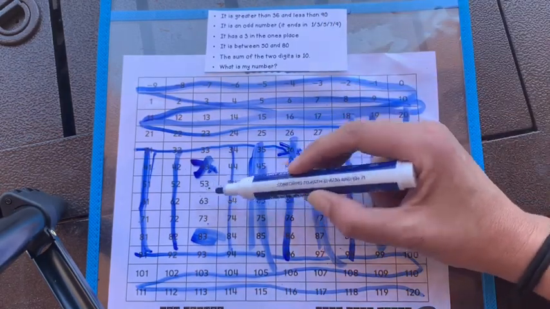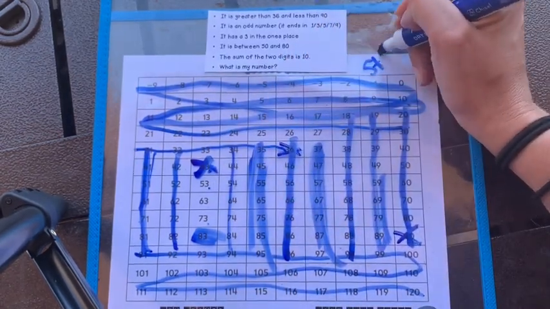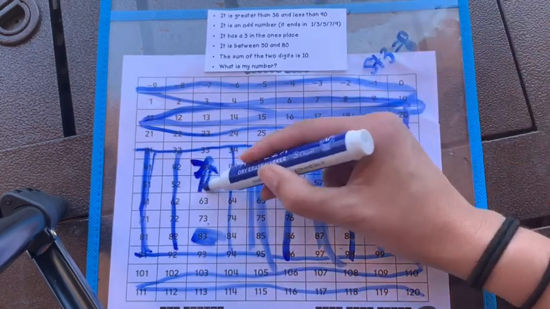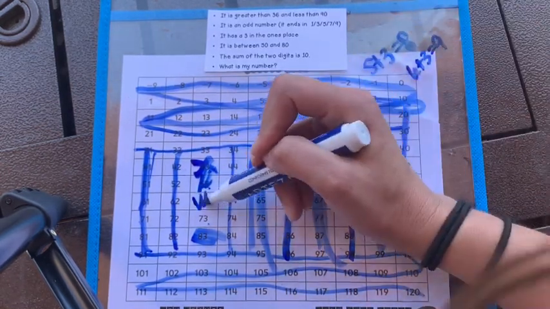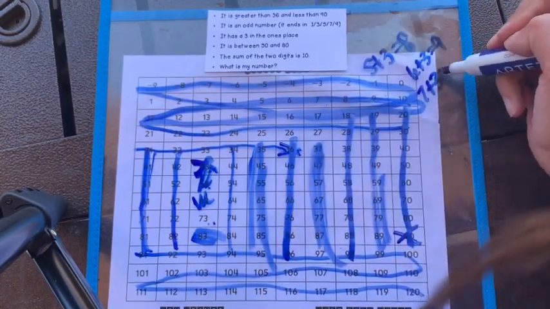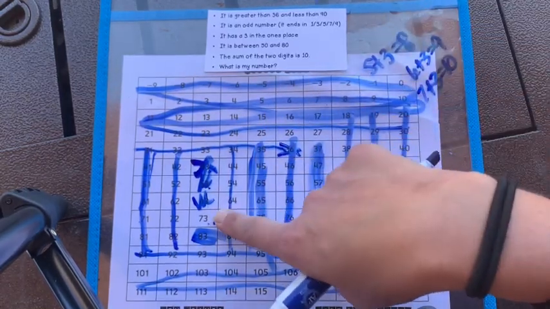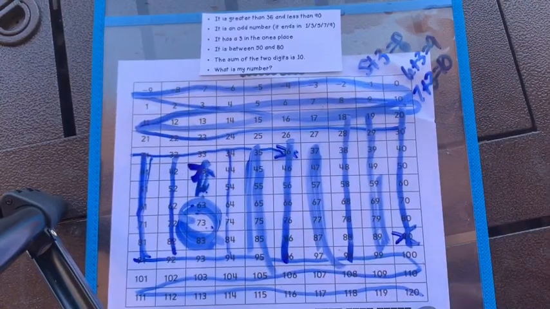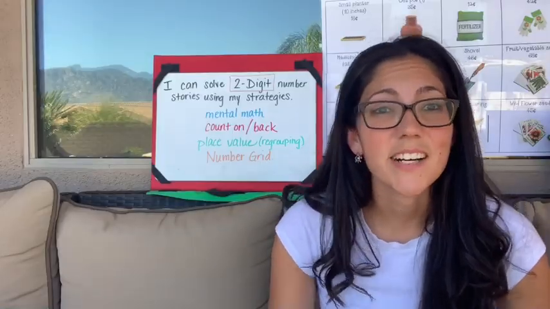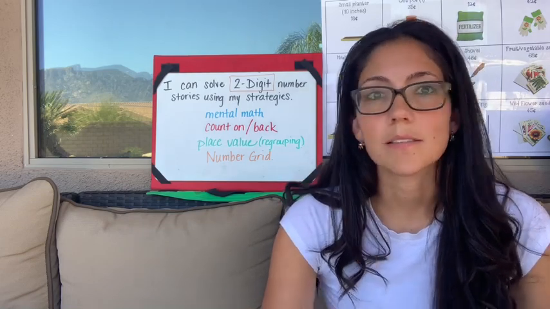5 and 3. Well, 5 and 3 is a way to make 8, so that can't be it. 6 and 3 is a way to make 9, so that can't be it. 7 and 3, oh, my brain loves 10s. 7 and 3 is a way to make 10. So friends, what's my number? It is 73.